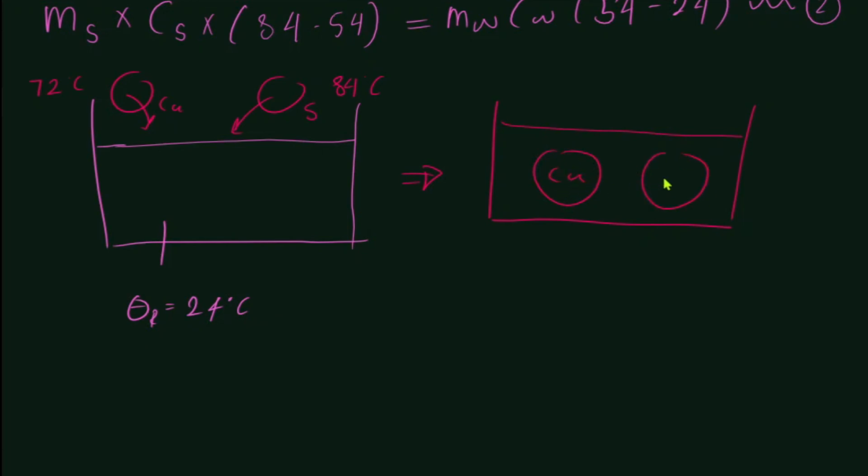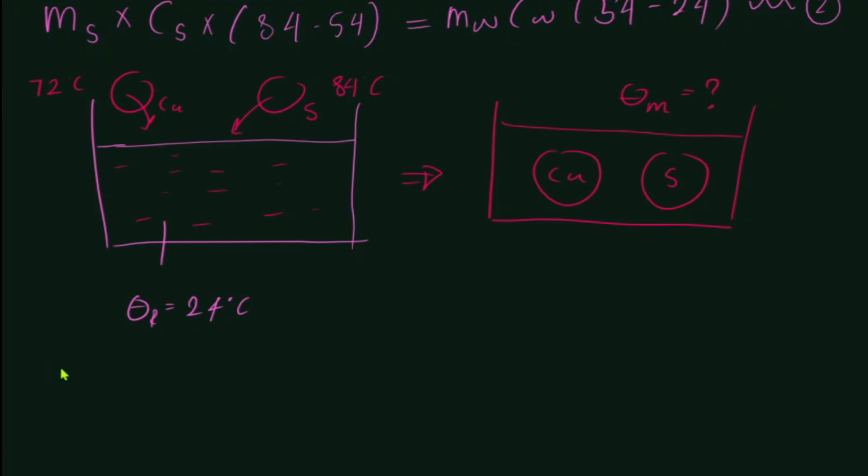The copper and the steel, they're going to come to an equilibrium temperature. Let's assume this is theta m. And we do not know this theta m, and we need to find it, this is the question, right? So yeah, let us do the calculation. Actually, the heat given by the copper ball and the heat given by the steel ball is going to be equal to the heat absorbed by the water column, right?